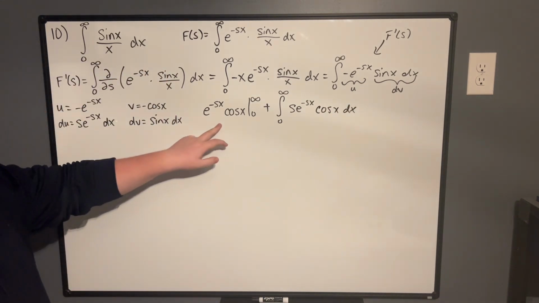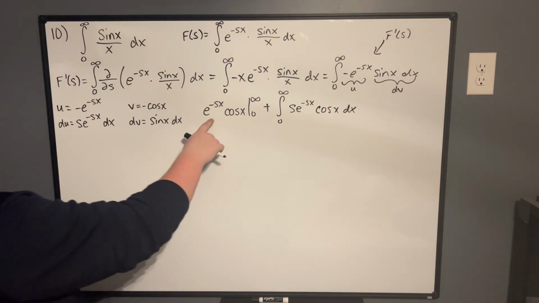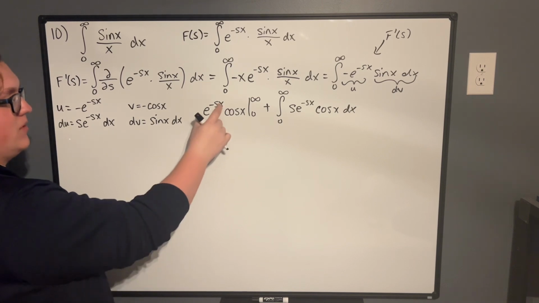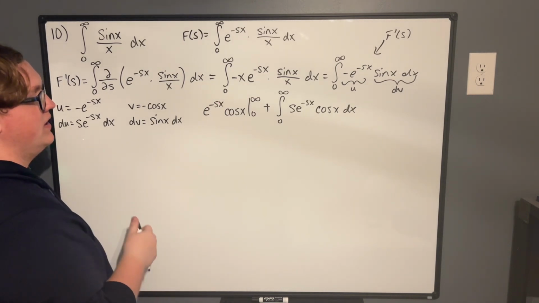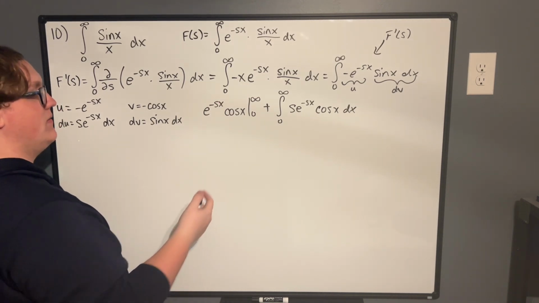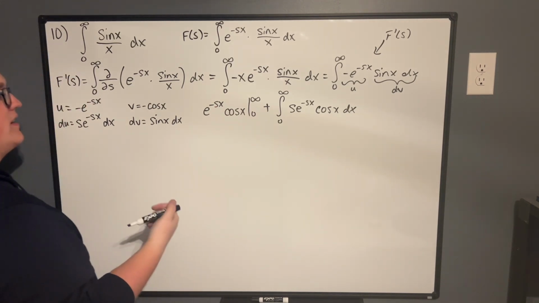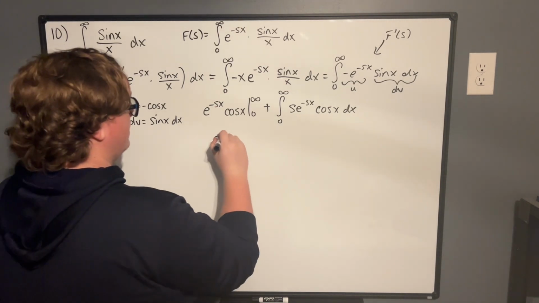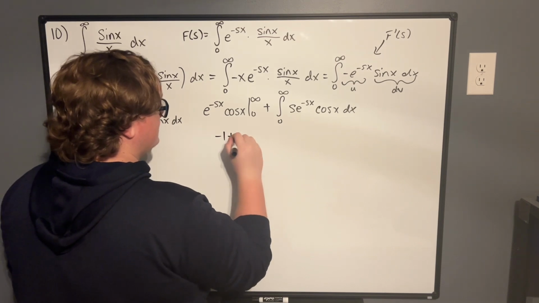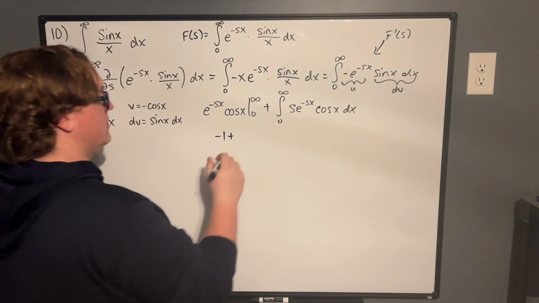And so we can evaluate this one because when we plug in infinity, we're going to get 0 for the first term because we have that negative exponential. And we're going to subtract off, if we plug in 0, we're going to get 1 times 1. And so we're subtracting off 1, so we get negative 1.